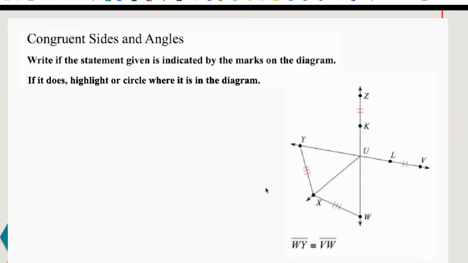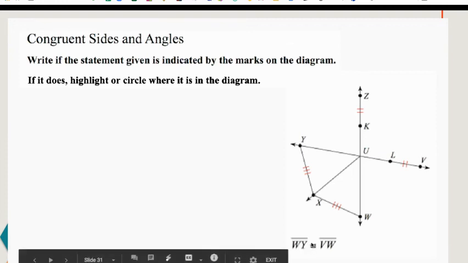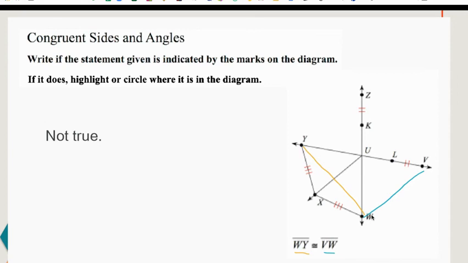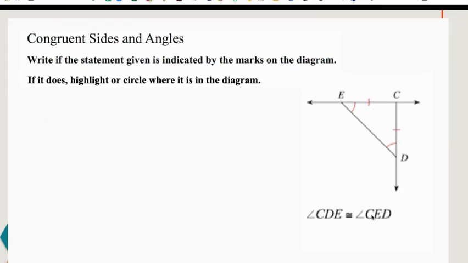So it's asking, is WY congruent to VW? When I draw them in, WY is here, VW is here. There are no markings on them, so they're not congruent. Is CDE congruent to CED? Well, when we look at the markings, they are marked congruent, so they are. Those two angles are congruent.